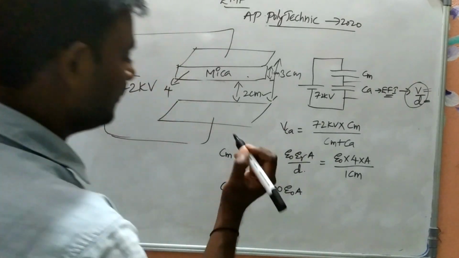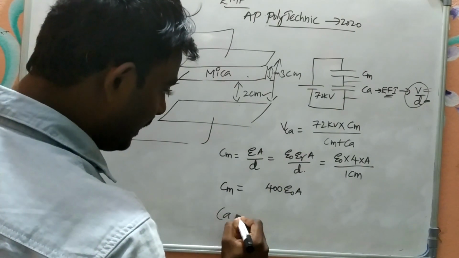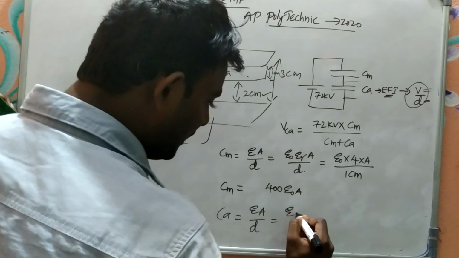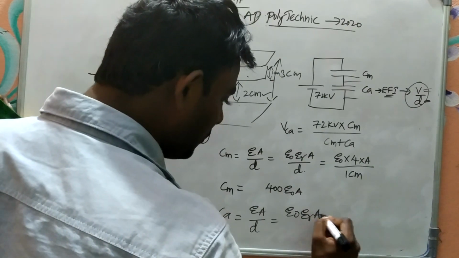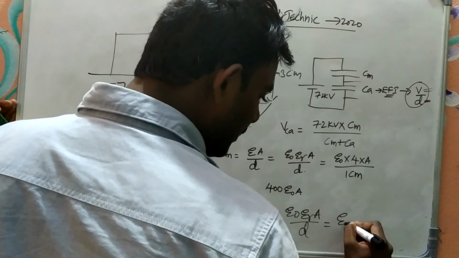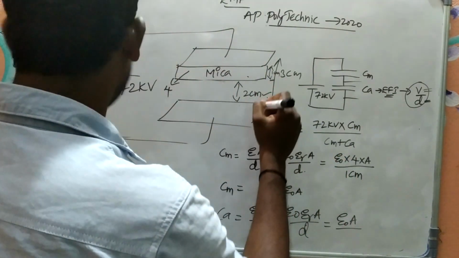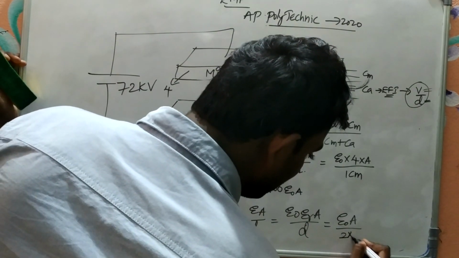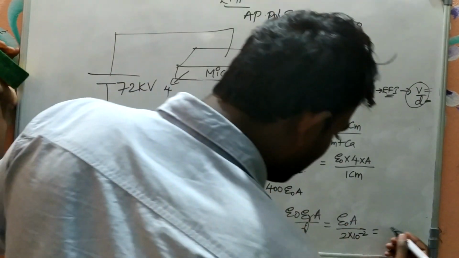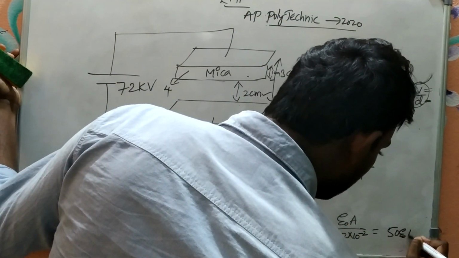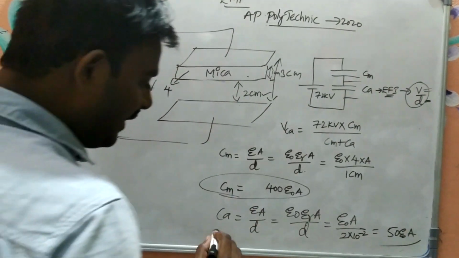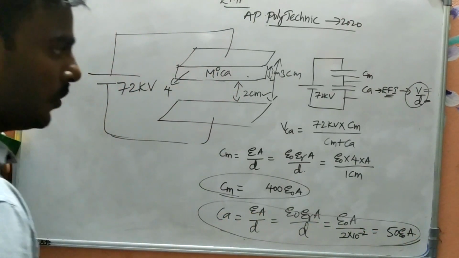This is the Cm value. Similarly, how can you find Ca, the air capacitance? It is also given as epsilon into A by D, where epsilon can be taken as epsilon naught into epsilon R. What is epsilon R? Epsilon R is 1. So we get epsilon A by D, where the air thickness is 2 centimeters, so 2 into 10 power minus 2. When you send it to the numerator, you get 100 by 2, which is 50. So it is 50 epsilon naught A. So the mica capacitance is 400 epsilon naught A, and the air capacitance is 50 epsilon naught A.